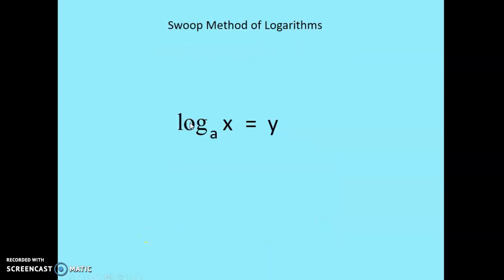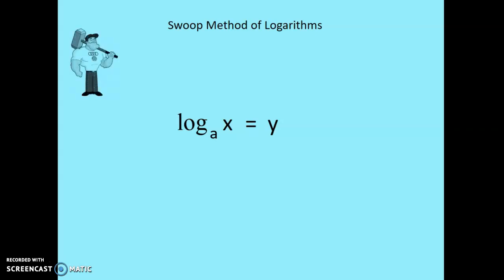Okay, so this is what a logarithmic equation looks like. And the way you read this, in your notes, it says log base a of x is equal to y. Okay, so what we're going to be doing is two things. One, showing you how to make a logarithmic equation into an exponential. And then we're going to show you how to make an exponential equation into a logarithmic equation. So first, logs of exponents.